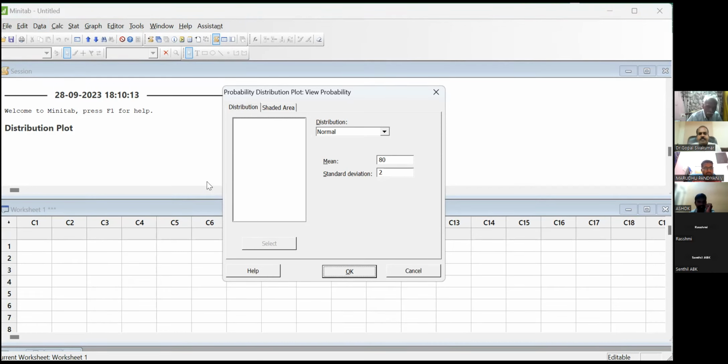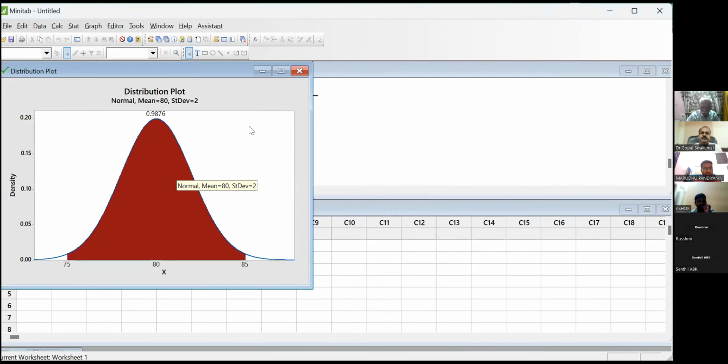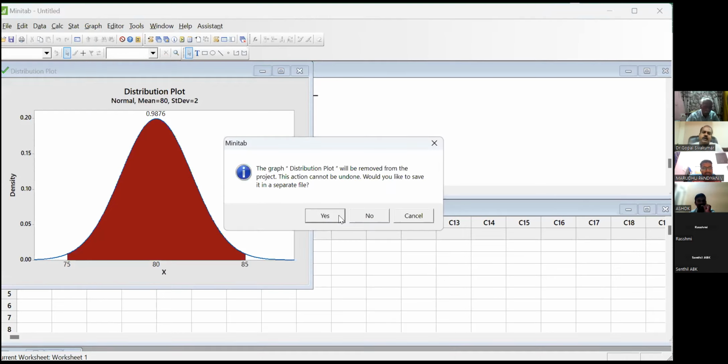Shaded area. You got it, right? Now, I want you to find out what is the chance for a student to score above 82 marks. Find out.